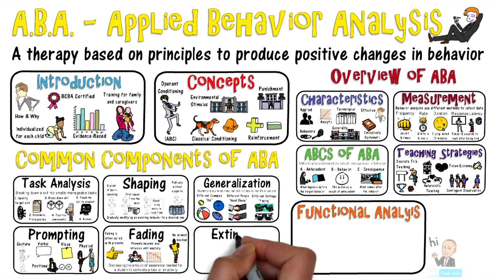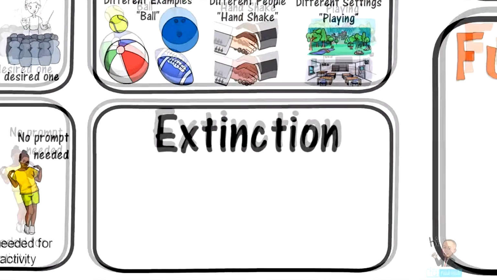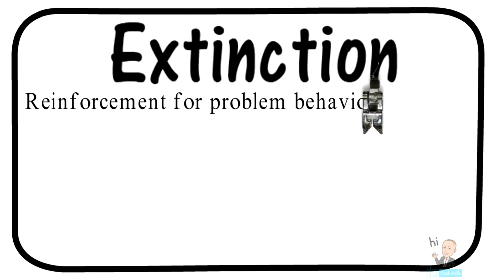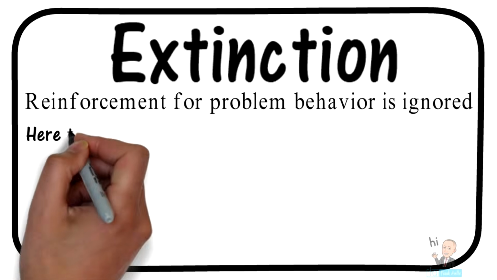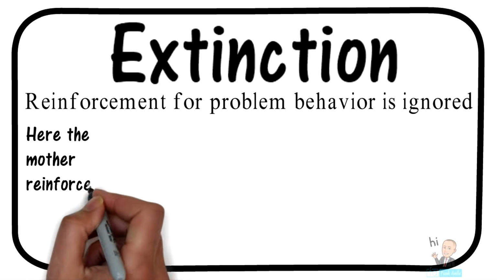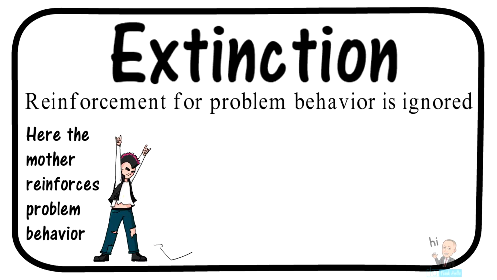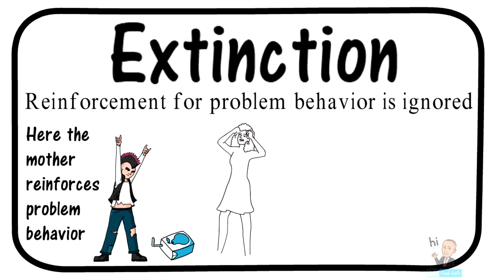The last component is extinction. With extinction, the reinforcement for a problem behavior is ignored. Here is an example of a reinforcing behavior. Let's say you have a child that wants a soda instead of apple juice. So that child throws the juice on the floor. The mom stresses out and tells the child, "Drink whatever you want," thus reinforcing the behavior.